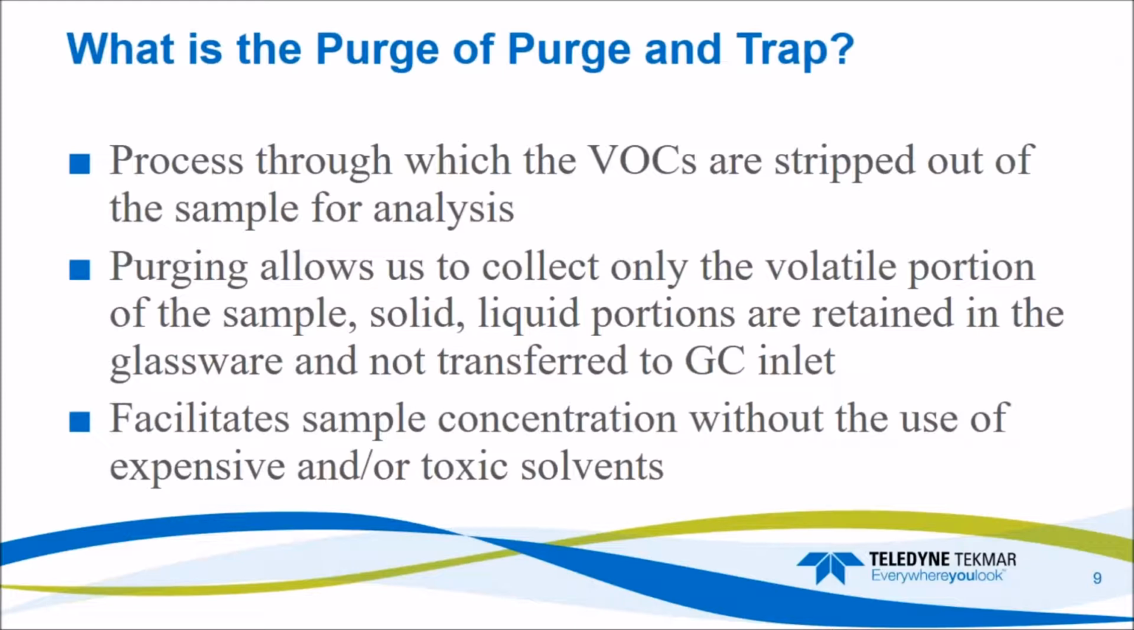Now let's really get into purging. The purge of purge and trap is the process through which the VOCs are stripped out of the sample for analysis. Purging allows us to collect only the volatile portion of the liquid or solid sample, while liquid portions are retained in the glassware and not transferred to the GC inlet. Purging also facilitates sample concentration without the use of expensive or toxic solvents, and some VOCs don't even work well with solvents anyway.